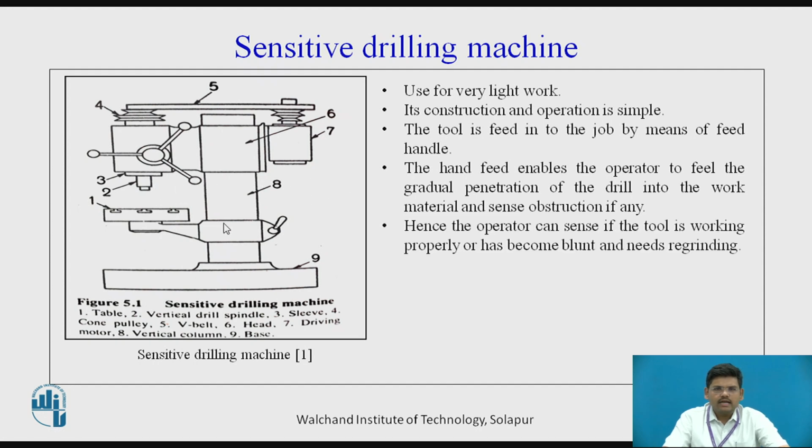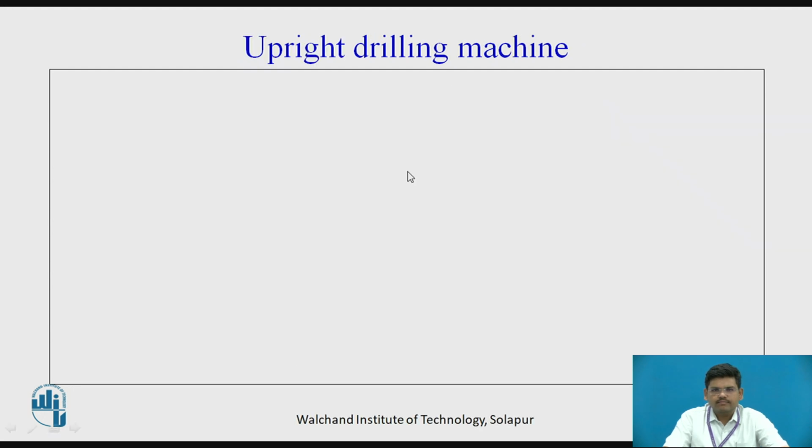So this is helpful to find out whether there is any defect or obstruction, or whether tool regrinding is necessary, and the necessary action will be taken by the operator. Hence, because of this, it is called a sensitive drilling machine. Now here, according to the size of the job, this table can be moved up and down and locked with the help of this lever to the vertical column. Here the job is fixed, whereas the tool is moved towards the job. So this was the sensitive drilling machine.